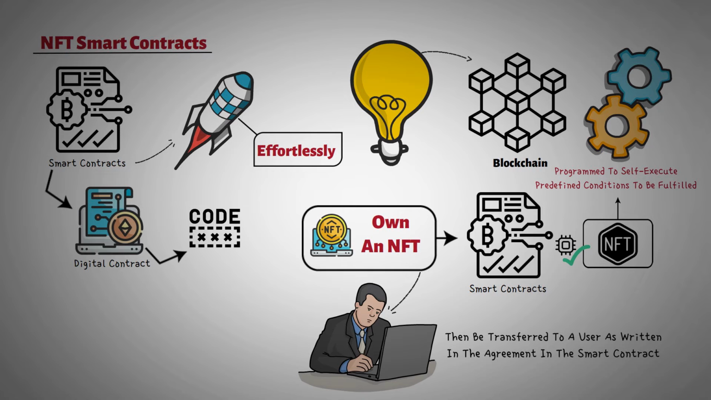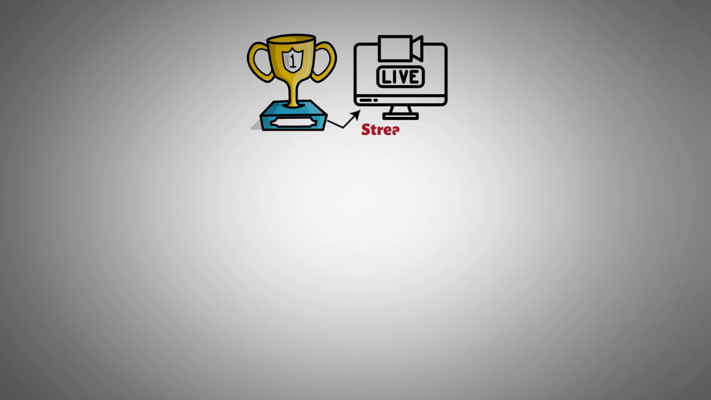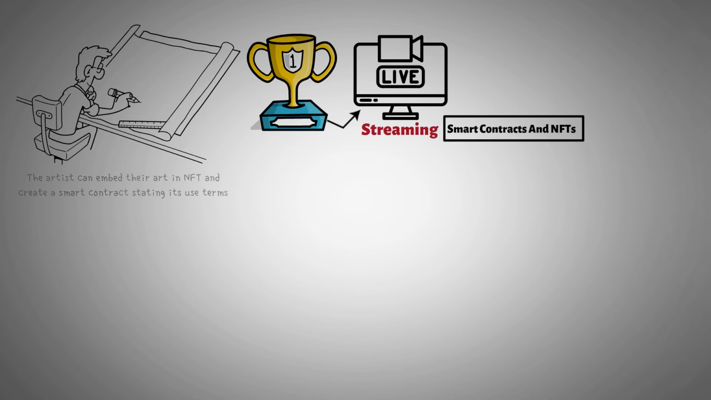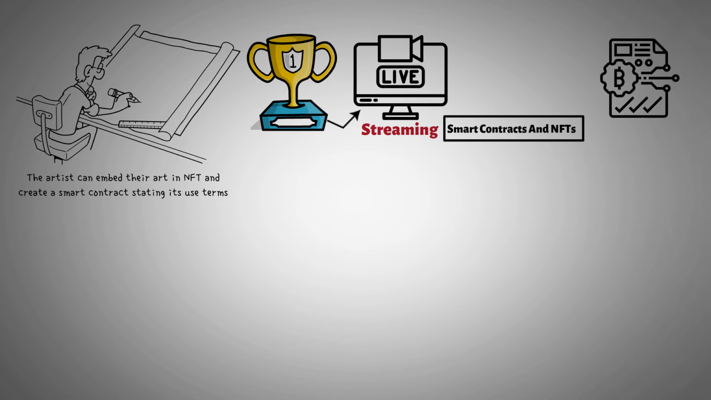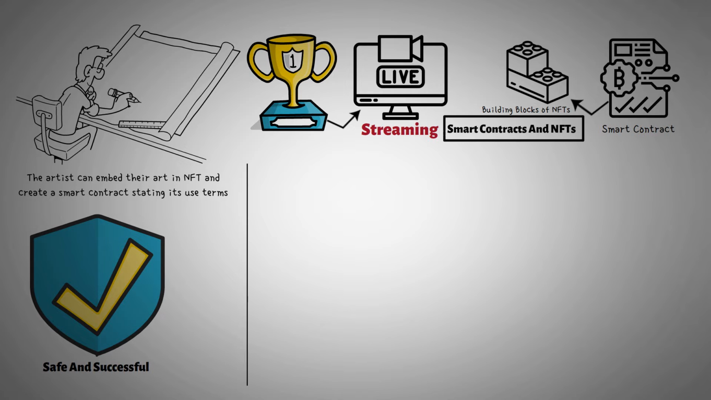The combination of smart contracts with NFTs unlocks a flexible range of use cases and brings innovation multifold. For instance, the tournaments in gaming have smart contracts and NFTs governing them, and the streaming process is also not completed without the two. The artist can embed their art in NFT and create a smart contract stating its use terms. It wouldn't be wrong to suggest that smart contracts are the building blocks of NFTs. Smart contracts also verify the authenticity and prevent counterfeiting, making the NFT project safe and successful. Now, let us focus on creating smart contracts and launching the NFT.